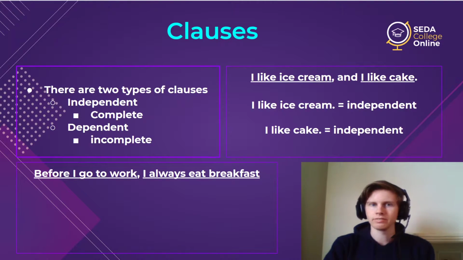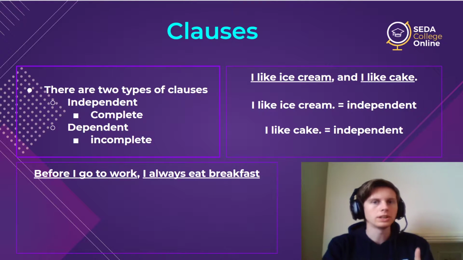Well, this is different because now we can identify the two parts. So we see that there are two clauses here. Before I go to work, and the clause, I always eat breakfast. So now I can see there are two clauses. How do I know if I have more than one clause?